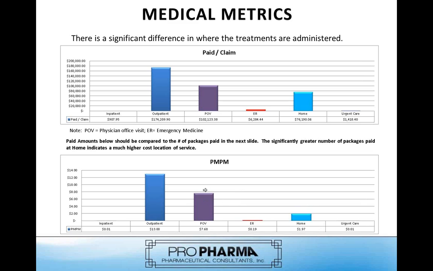Well, this is a general idea of how much you're paying. On a per member per month basis or per that beneficiary, it allows you to do a comparison, and this gives an idea of what the costs are with regard to outpatient at about $13, physician office visit somewhere around $8, and home at about $2.